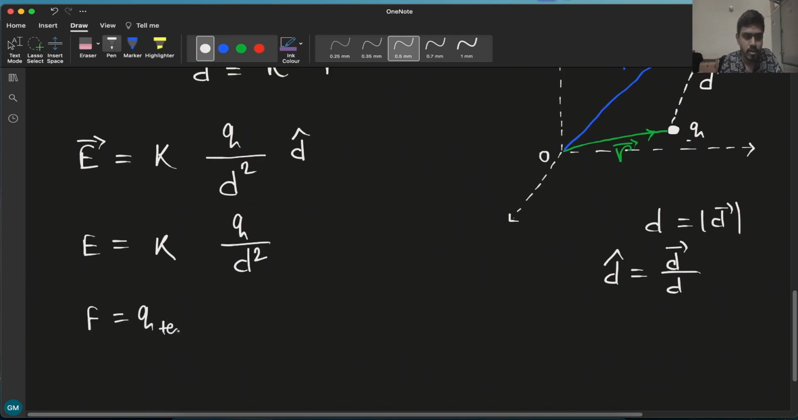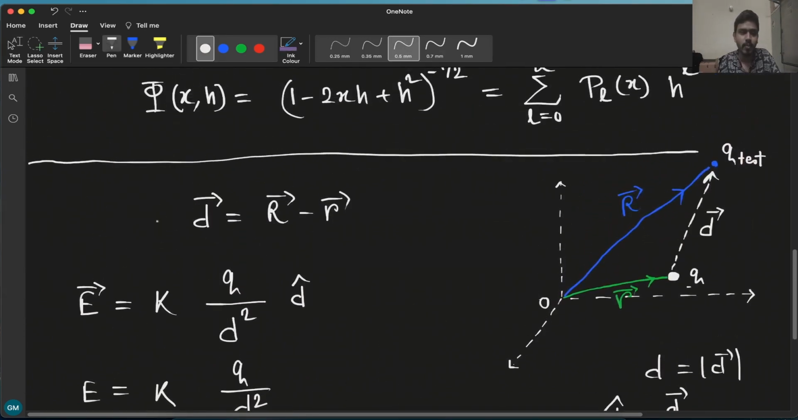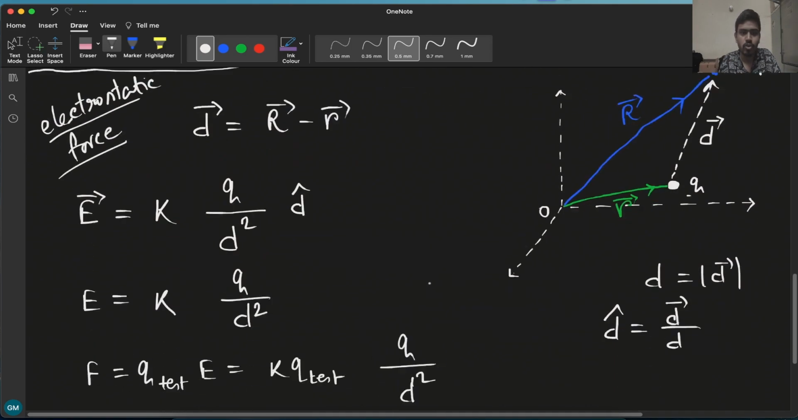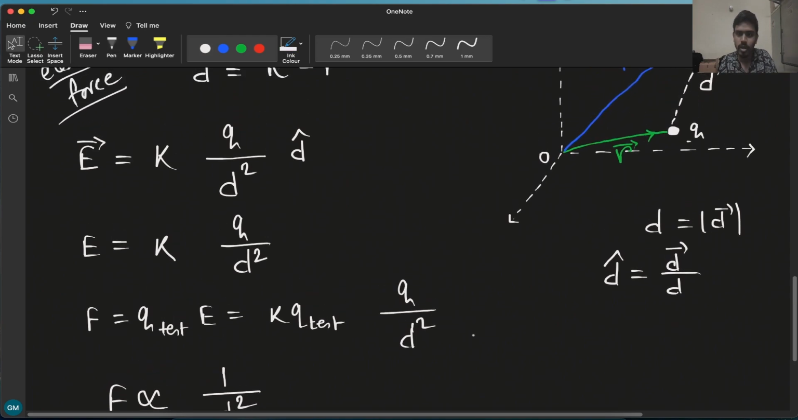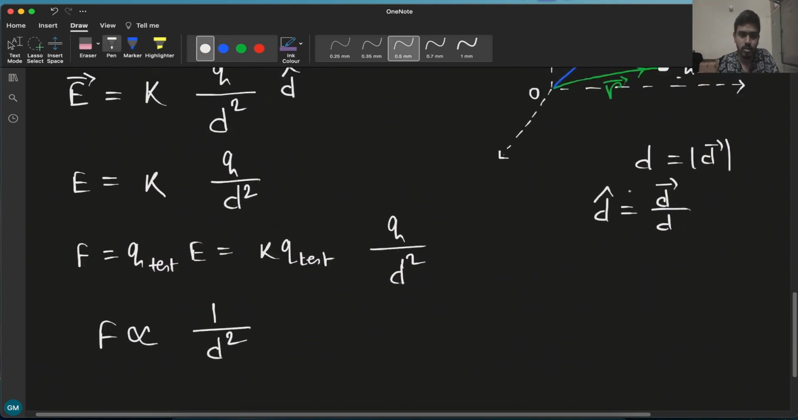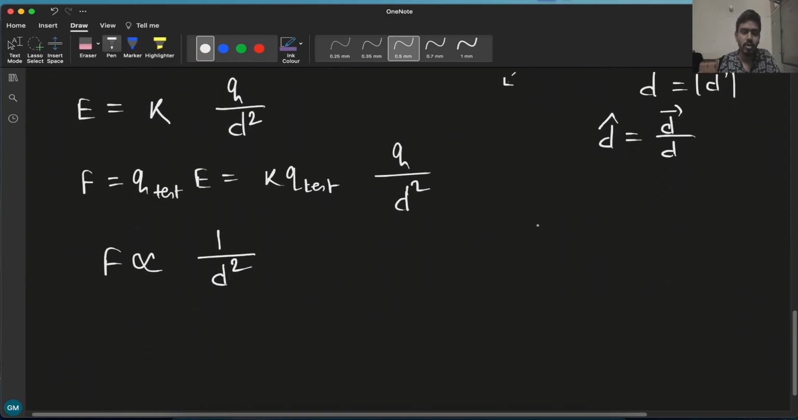And if there is a test charge, then the force on it will be q test times E, which is nothing but K q test times q by d square. This is an example of the electrostatic force. It is an inverse square force, so the force is proportional to the inverse of the square of the distance from the source charge. That's why it is called the inverse square force.